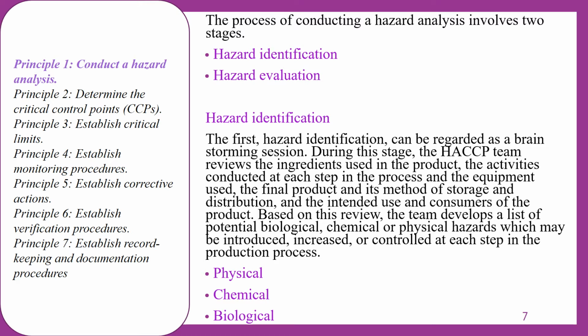The different kinds of chemical hazards are cleaning chemical residues, factory contaminants, agricultural residues, food allergens, naturally occurring harmful chemicals, and industrial heavy metals. The biological hazards include bacterial, viral, and fungal contamination.